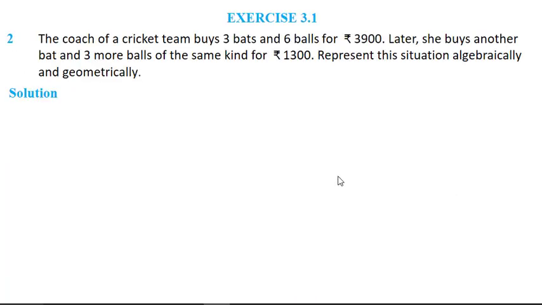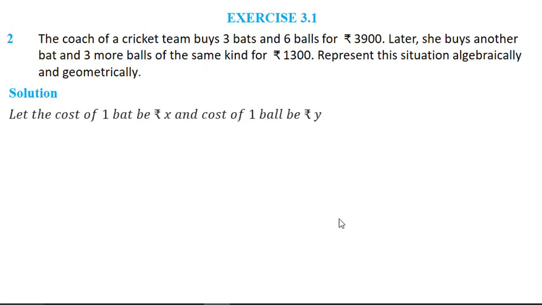The coach of a cricket team buys 3 bats and 6 balls for rupees 3,900. Later she buys another bat and 3 more balls of the same kind for rupees 1,300. Represent this situation algebraically and geometrically. So as I don't know the cost of one bat and the cost of one ball, let us assume that the cost of one bat be rupees x and the cost of one ball be rupees y.